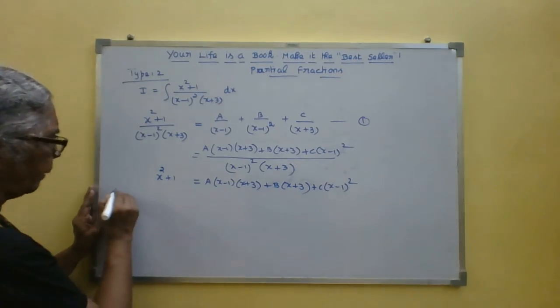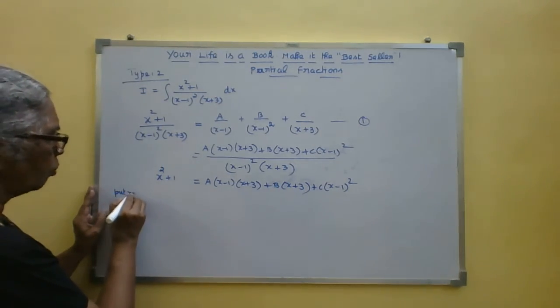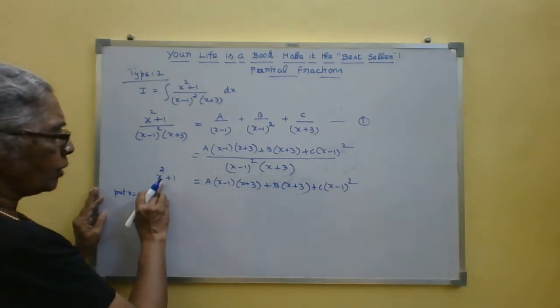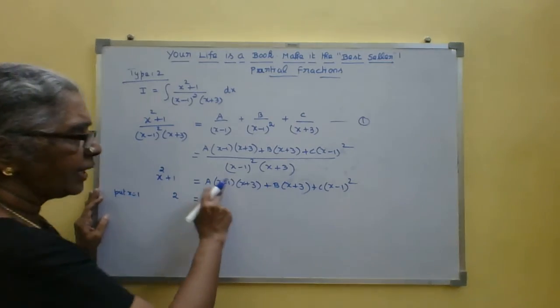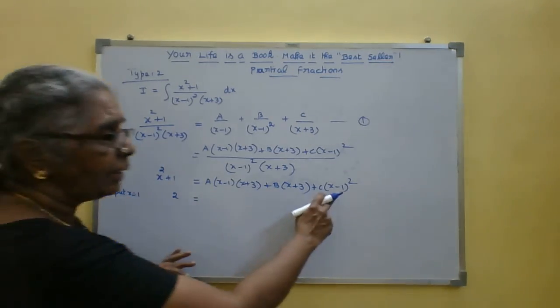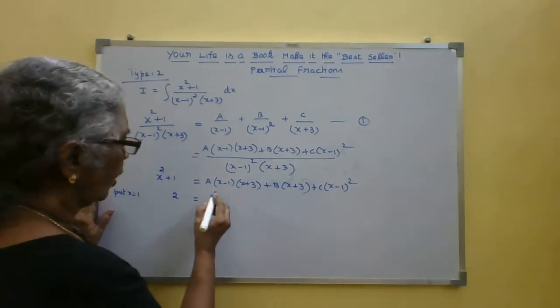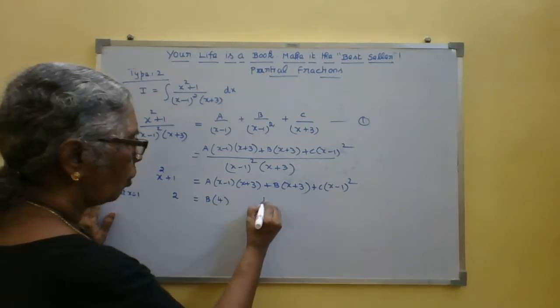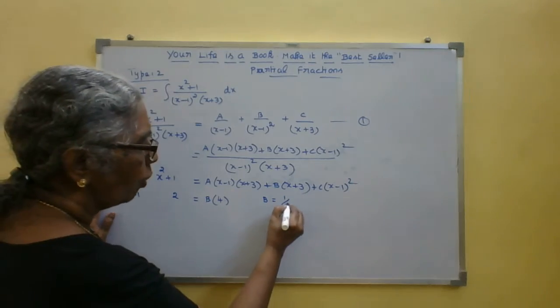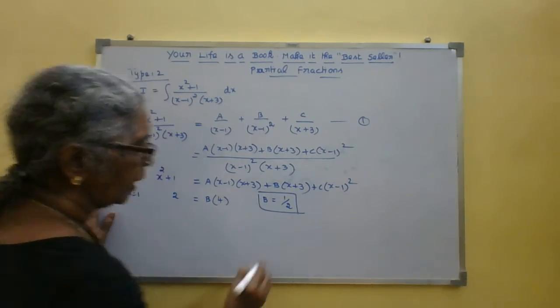So, first, let me put x is equal to 1. Okay. So, 1 square is 1. 1 plus 1 is 2 I am getting. Here this term will vanish because it contains x minus 1. This term will also vanish. So let me write b into 1 plus 3 is 4. So b will be 2 by 4, which is 1 by 2. You got the value of b.